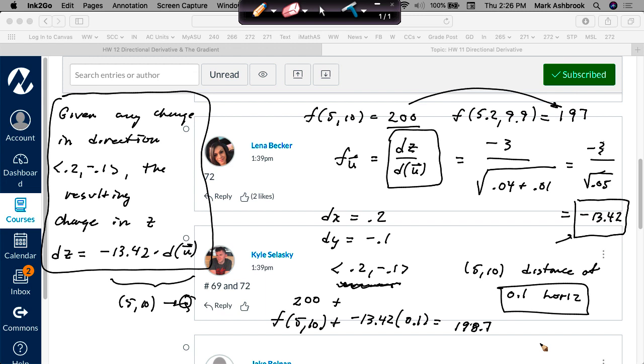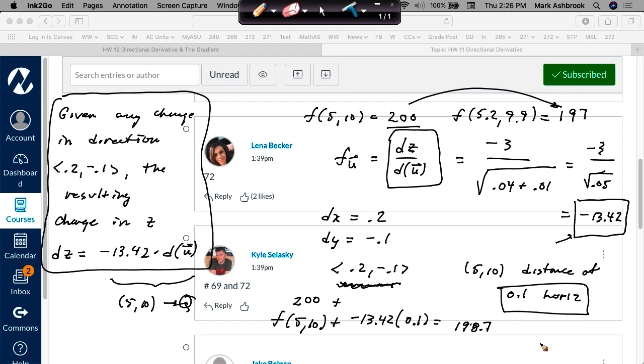Max. No, just a little bit of clarification. So if you say 0.1 horizontally, it shouldn't be 0.2 if we're looking at x. So this is the direction for this rate of change, right? So you pick this direction and we calculate the rate of change with the directional derivative. Now they say, go a distance of 0.1 in that direction. Oh. So then we're going to multiply that by the negative 13.42 to get the change in z.